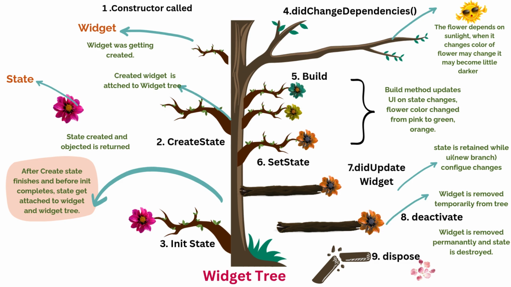Let's discuss another method called deactivate. This method gets called whenever a widget is temporarily removed from the widget tree. At this point of time, the state is still intact. There might be chances that the widget may get inserted back into the widget tree. The dispose method is the final method, which gets called when a widget is permanently removed from the widget tree and the state is also destroyed.